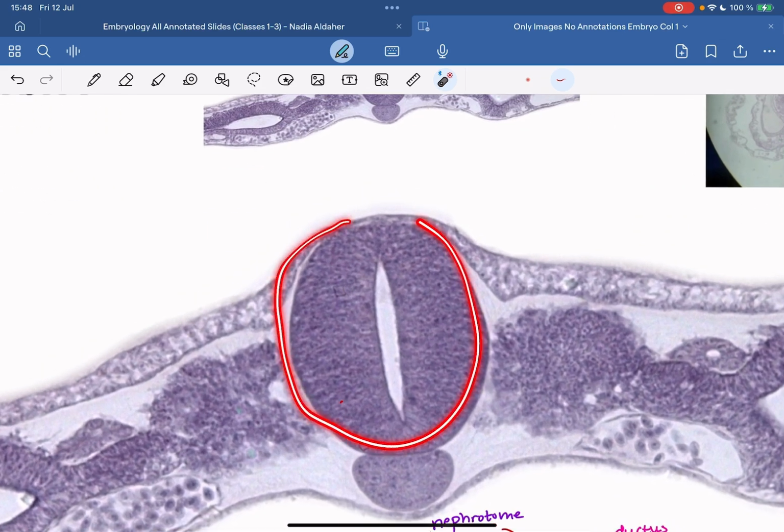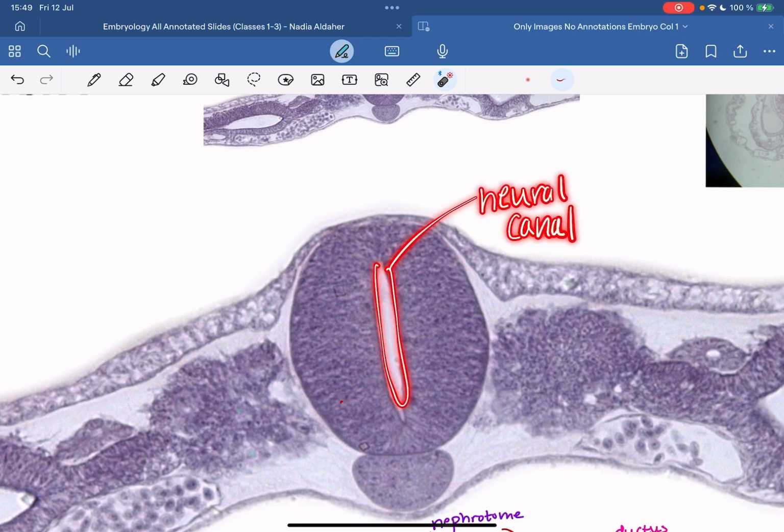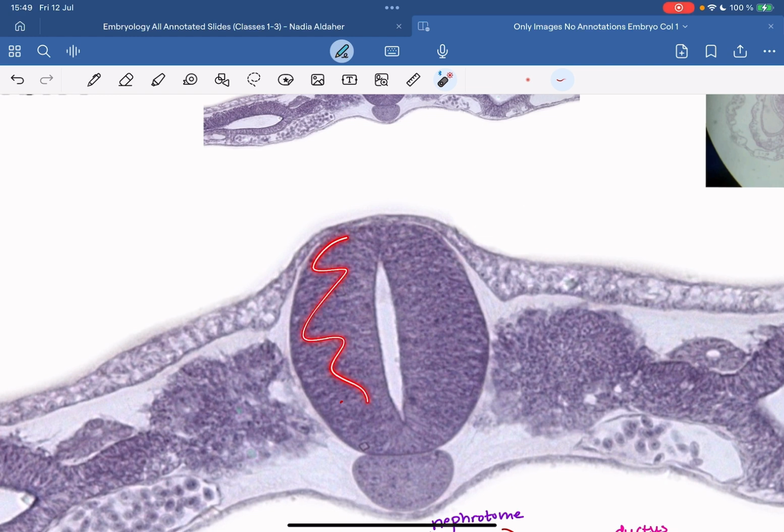So this big opening is called the neural tube, and then in the center we have this slit called the neural canal. Easy. The two easiest structures within this slide: neural tube, which is all of this, and then the neural canal in the middle. Unfortunately, it's not a structure that is mentioned in the colloquium that often because it's so easy.